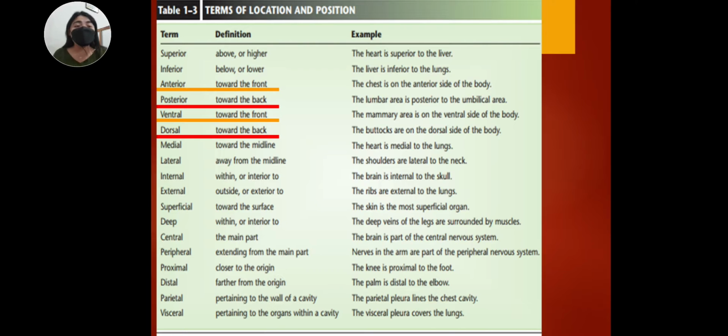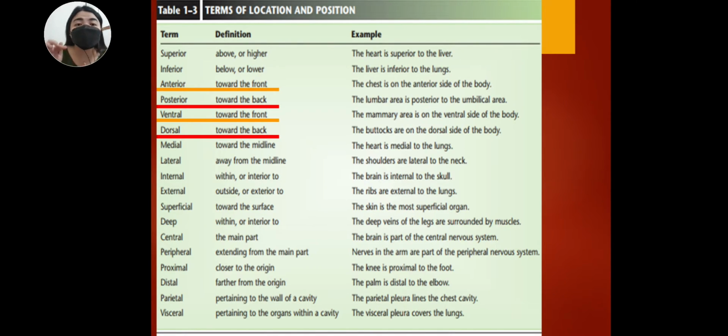Okay. Yung pusod mo. Okay. So the lumbar area is the small of back sa likod, and your umbilical is the navel. So the term would be posterior. Why? Because the lumbar area, tama, yung lumbar naman is located in the posterior. So it is said the lumbar area is posterior to the umbilical area. Okay? Naintindihan? So the lumbar area is toward the back of your umbilical area.